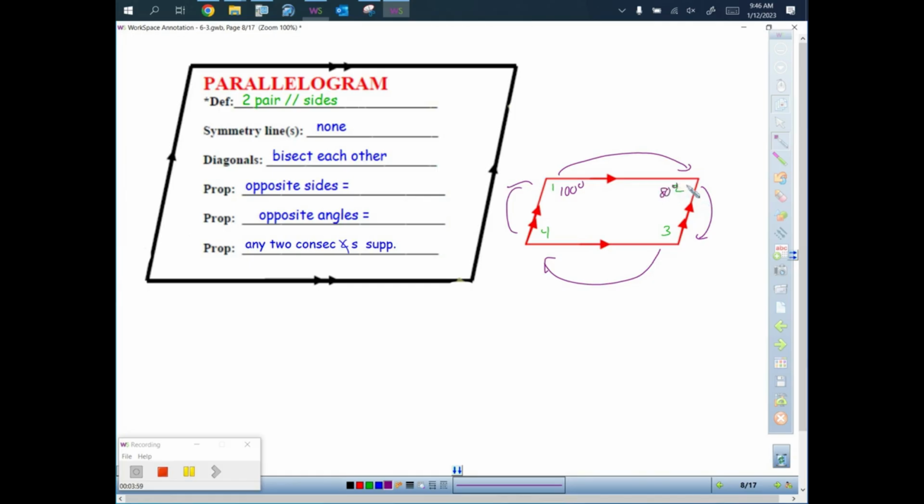80 degrees. And then how about this? These are consecutive angles, right? If this one's 80, how much has that one got to be? 100 degrees. Well, look at that. Boom. Aren't those supposed to be the same anyway, right? And then how much has this one got to be? 80 degrees, so boom, those opposite angles are equal. Any 2 consecutive angles are supplementary.